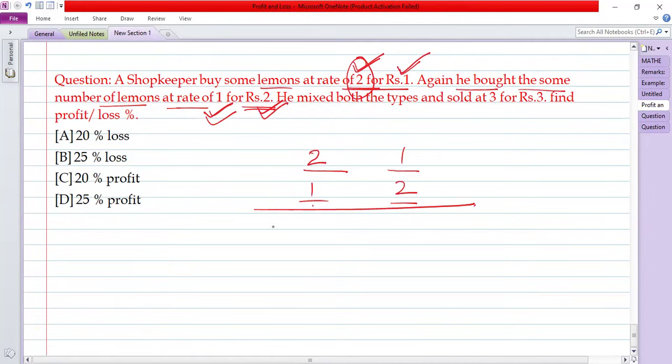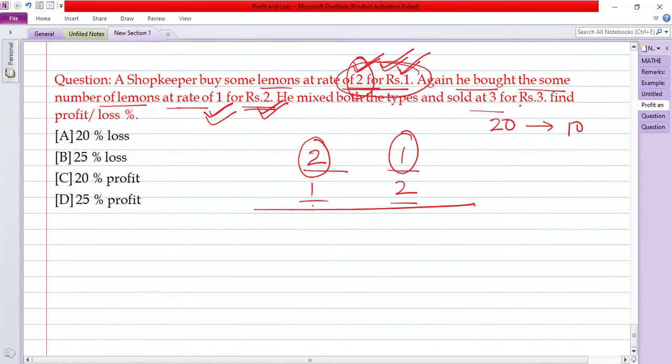So now, what is the meaning? The meaning is the same. Suppose these 2 lemons are for rupees 1, and suppose I have bought a total of 20 lemons at this rate. If I have bought 20 lemons, then what will be the total cost price? It will be nothing but 10. Means if this 2 is multiplied by 10, then this 1 will also be multiplied by 10.